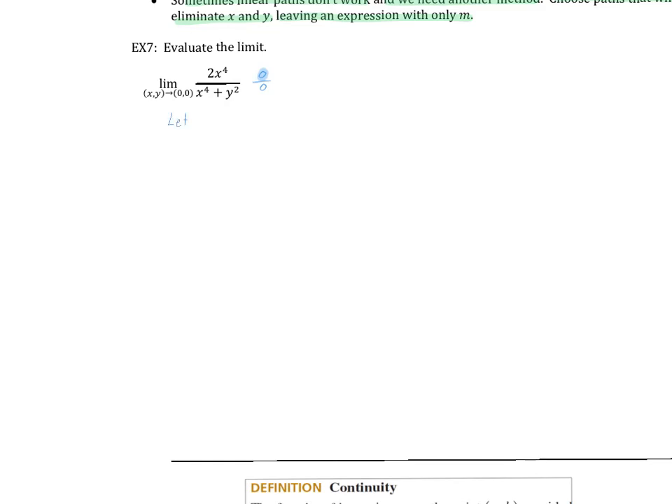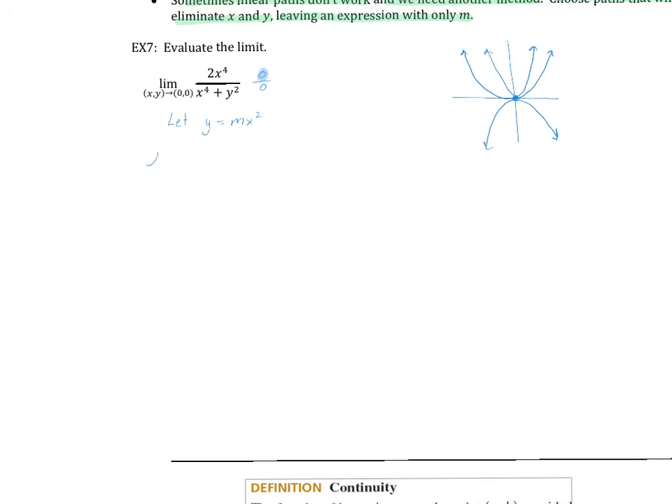What I'm going to do is let y equal mx squared. So this is simply a family of parabolas where the vertex is the origin. And as we change our m values, all we're doing is changing the width of our parabola. And if m is negative, then we'll have parabolas that open downward as well. The point is all of these parabolas are going to pass through the point (0, 0). So I've got an infinite number of paths that are going through the point (0, 0) that we're supposed to be approaching.